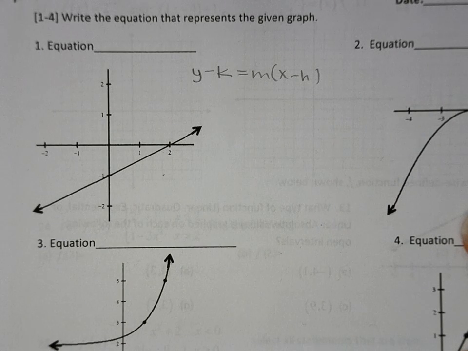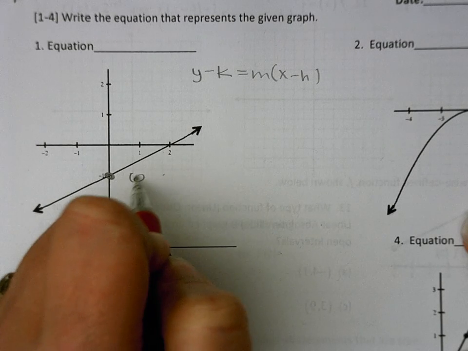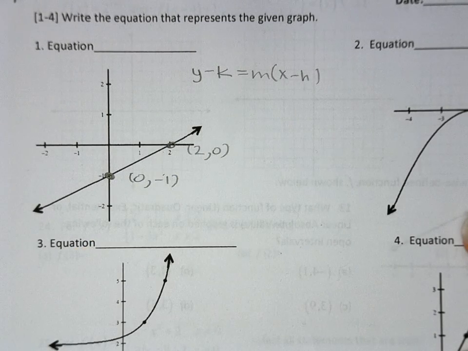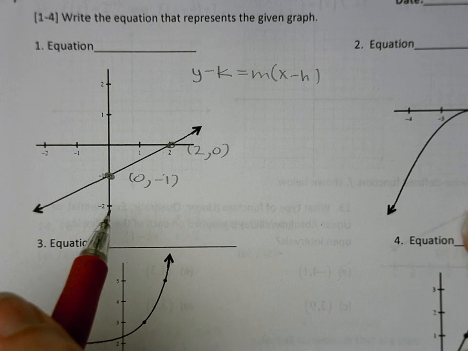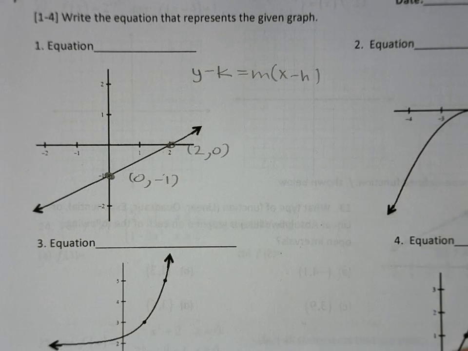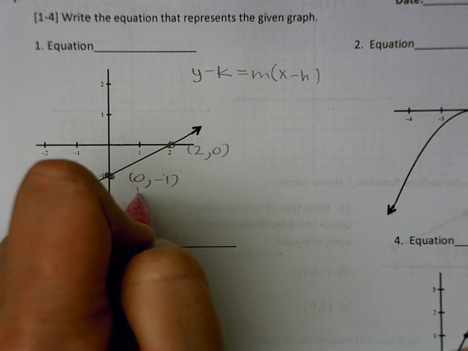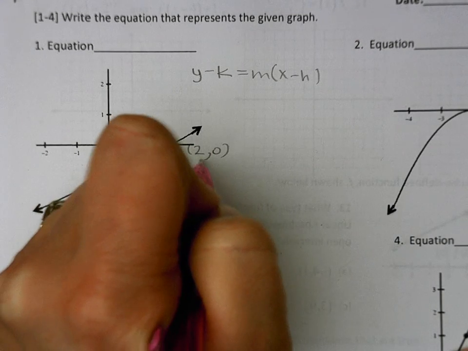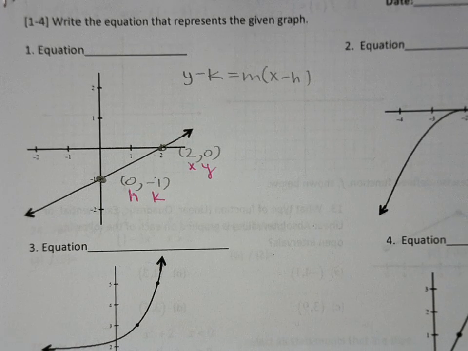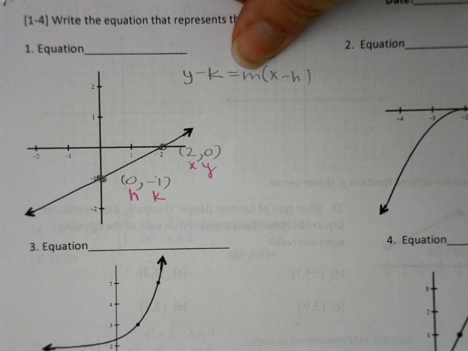You want to find your start point and a second point. So I'm just going to put a dot here at (0, -1), and a second dot here at (2, 0). For lines, it doesn't matter what your start point is versus your second point, because it's linear. I'm just going to choose this one to be my (h, k), and this one to be my (x, y). It doesn't matter which one I choose; if this is flipped, I'll still get the same answer.